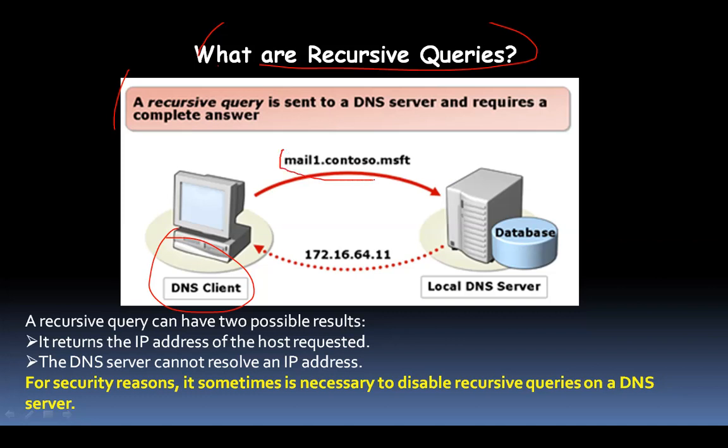For example, I'm typing mail1.contoso.msft. Then it should provide the complete IP address of that server, like 172.16.64.11, from this local DNS server. A recursive query can have two possible results: it returns the IP address of the requested host, or the DNS server cannot resolve an IP address. For security reasons, it is sometimes necessary to disable recursive queries on the DNS servers. I hope this is clear, guys.